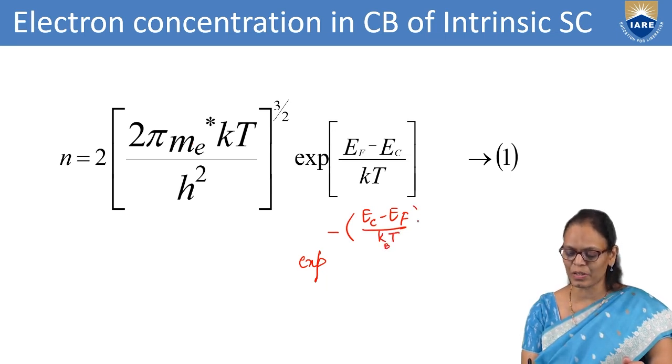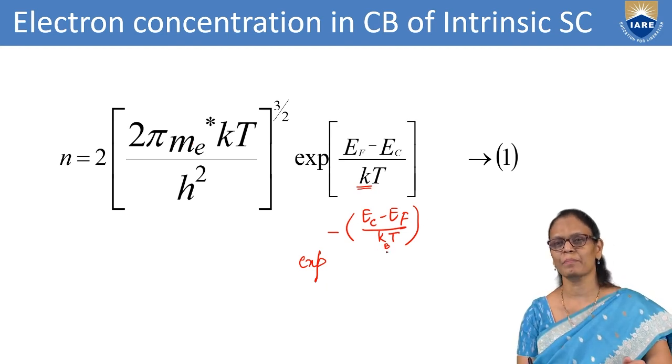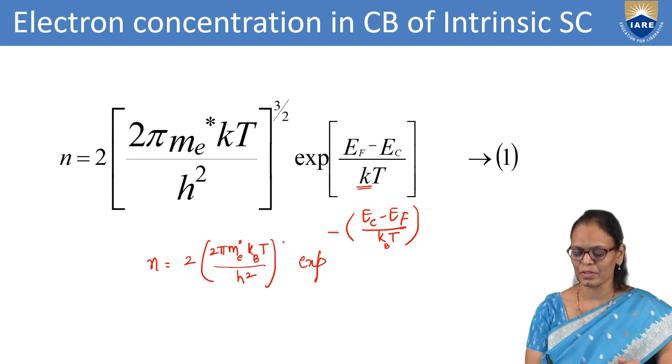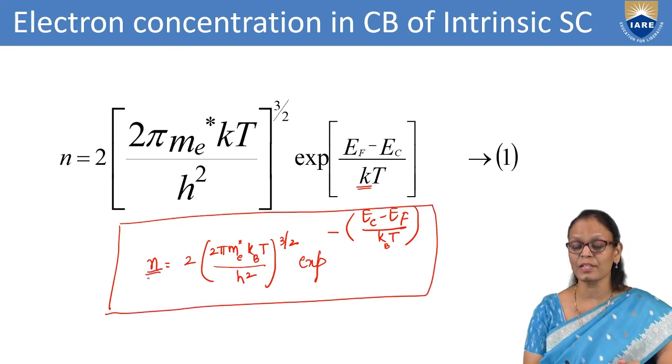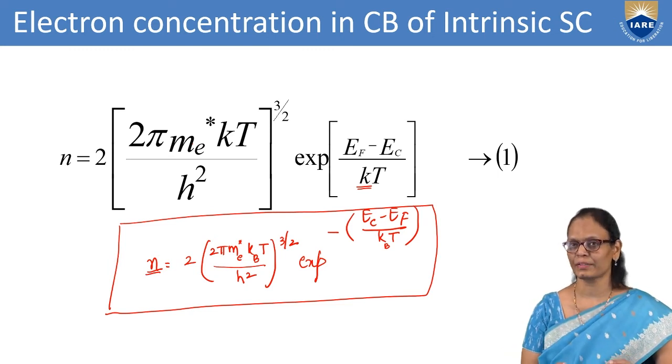I can write it as kB also. Even if I write it as k, it is the Boltzmann constant, or kB. Okay. And here N is equal to 2 into 2 pi me* by h square power 3 by 2. So this is the expression we are going to use to calculate the concentration of electrons in the conduction band.